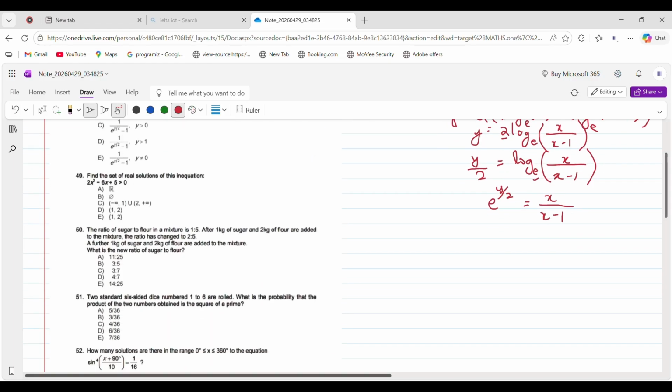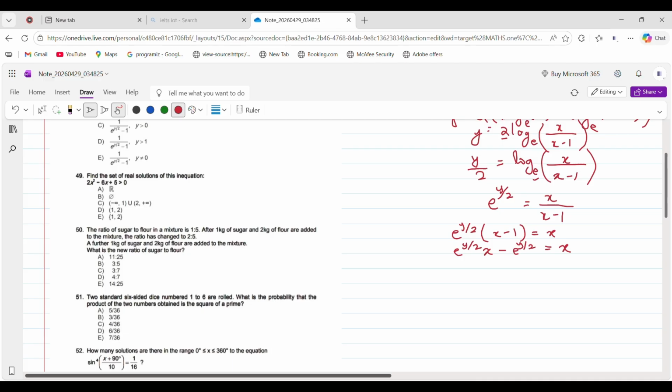So how you're going to do that is, now x minus 1 is here dividing, when it goes there it will be multiplied by x minus 1 equals x. So this would be multiplied by both: e^(y/2) times x minus e^(y/2) times 1 is e^(y/2), equals x.